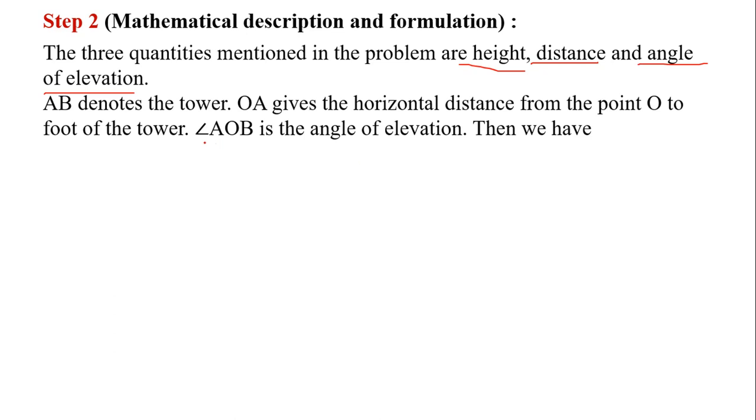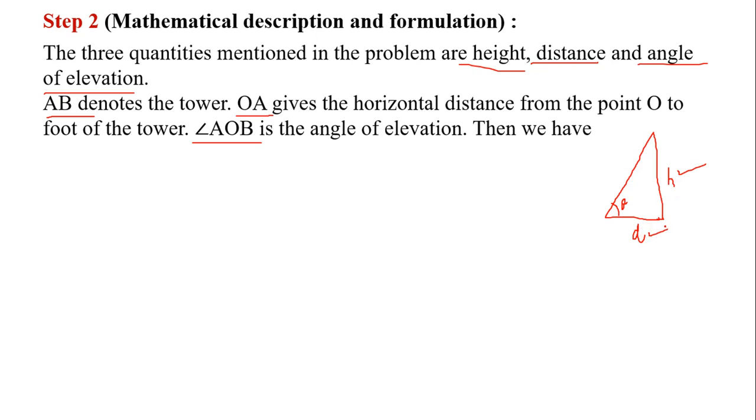We will take AB. We have already drawn the diagram. AB we took as the tower, and OA the horizontal distance from the point O to the foot of the tower, and angle AOB is the angle of elevation, that is 45 degree. Then if we use the tangent, you can ask the student, I'm going to draw one rough diagram here. So this is theta, and this is D and this is H. With respect to this angle, this is the opposite side and this is the adjacent side.